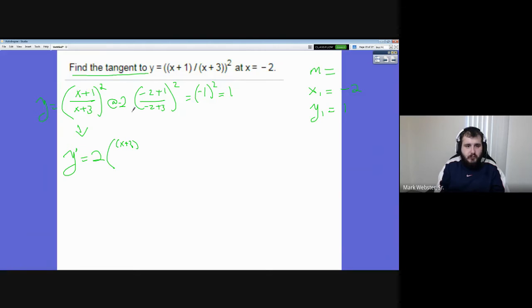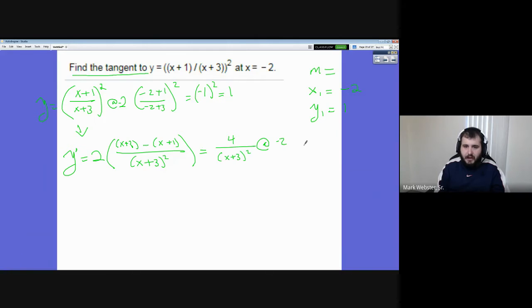D high is 1, so I'm just going to keep on going. High d low, well, that's just 1 again, over low squared. And then I'm just going to plug in -2 again, right? Or you could simplify this. If you notice the x's cancel out, you're left with, once you do all your work here, 4 over x plus 3, the quantity squared. That helps make it easier, right? Less work.